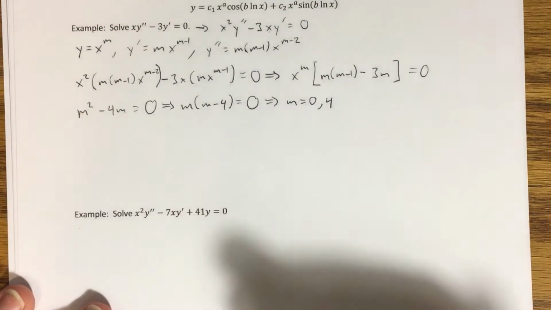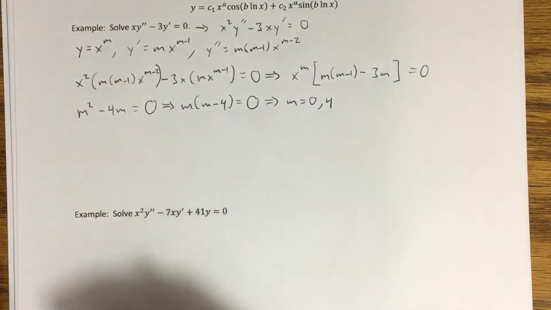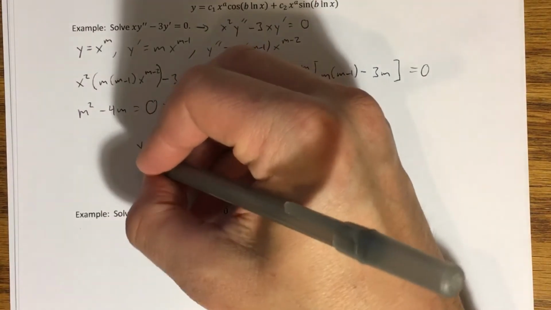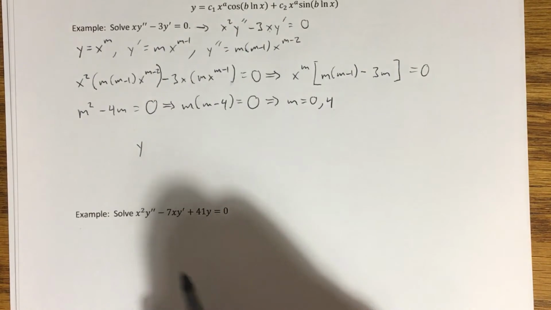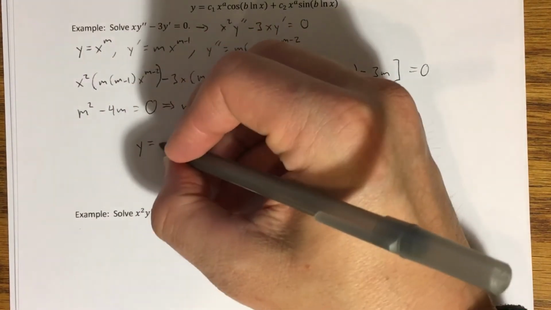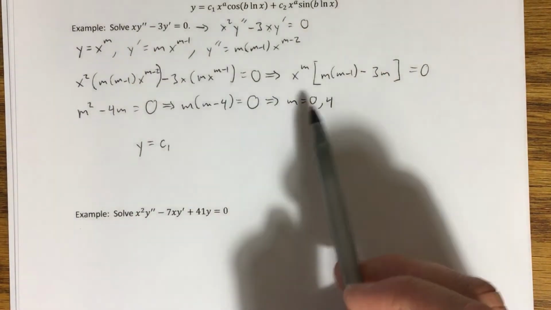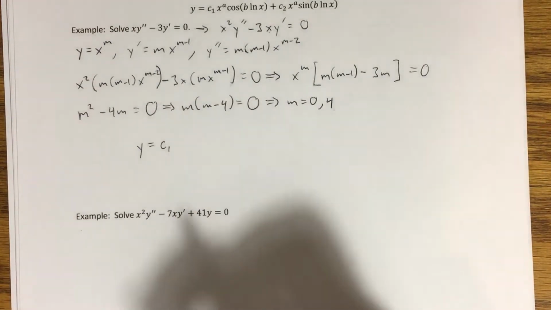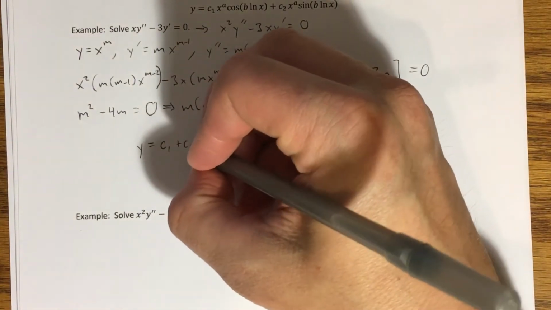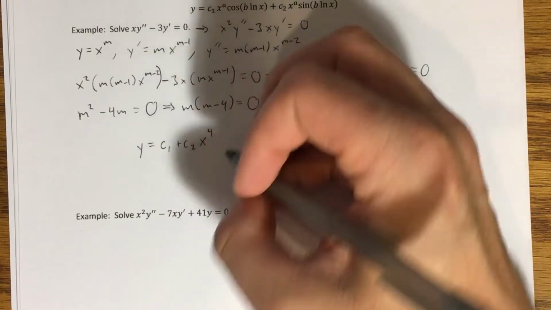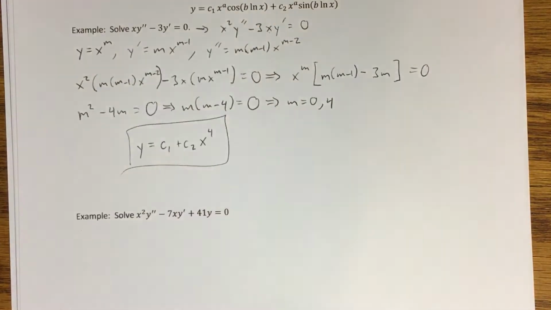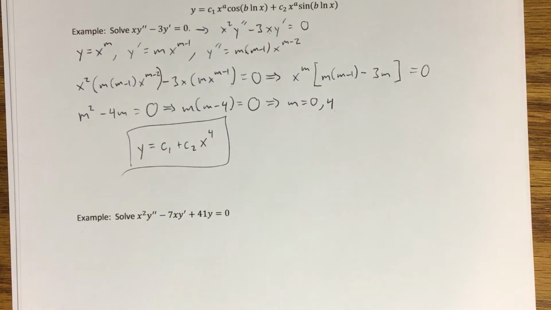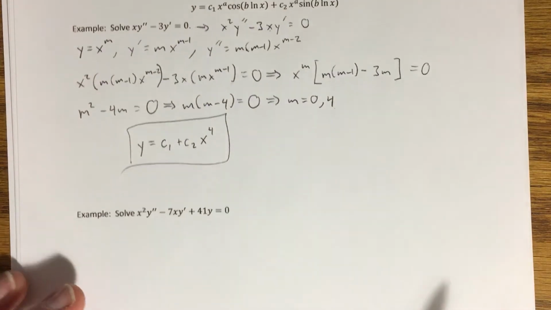Okay, and I'm basically done here because we already showed what the solution will look like in the case of distinct real roots like what we have here. y will equal c1 x to the power of 0, which is just 1, so I'm going to call that c1 and just leave it at that, plus c2 x to the power of 4. Considering how long some of the problems have taken in recent sections, this is kind of refreshing. It's not that much work, really.